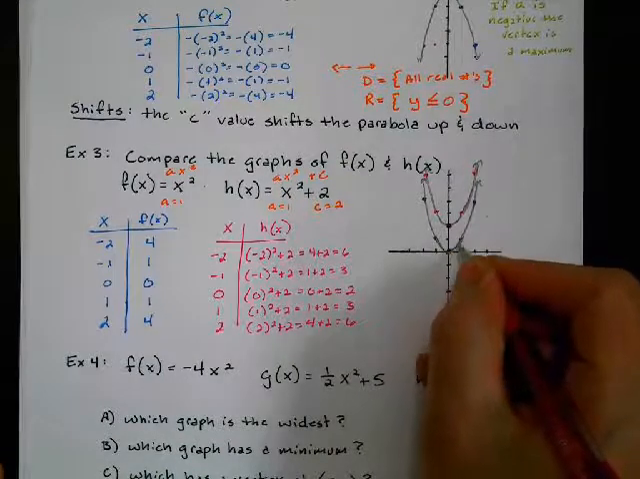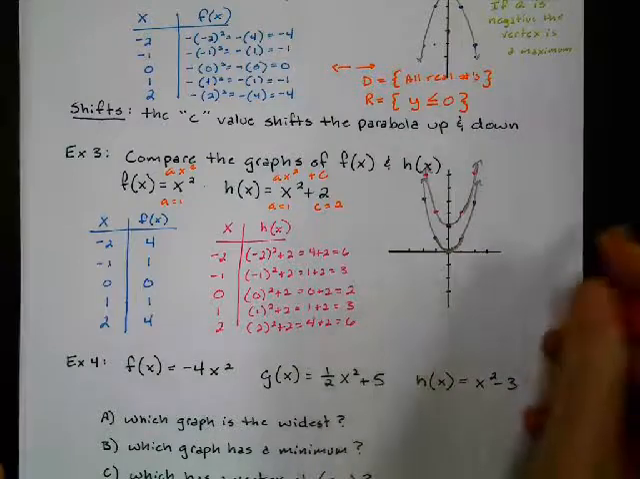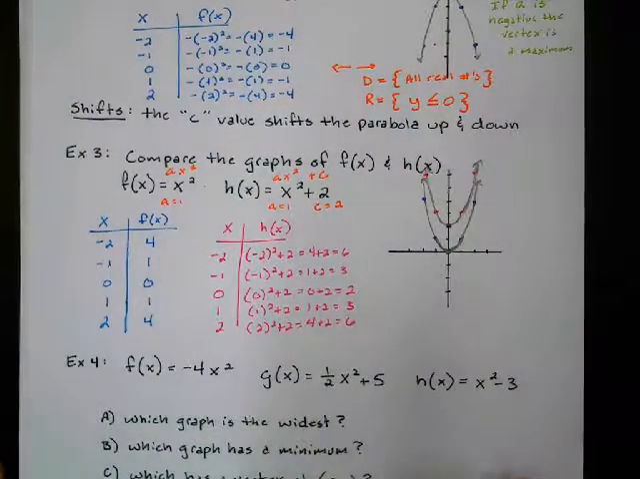So the C value shifted it. If this would have been a -2, this would have moved down 2 units instead.